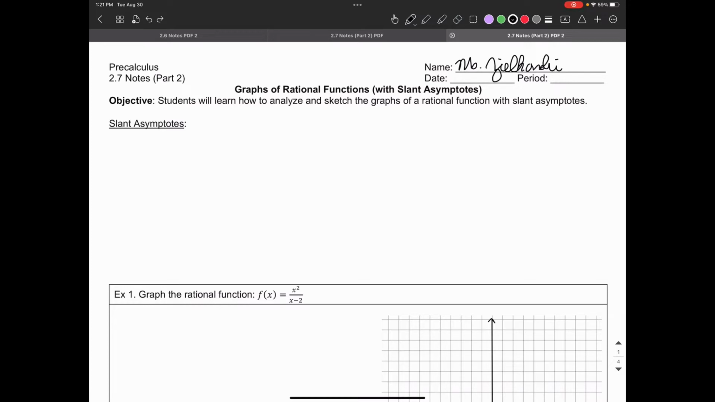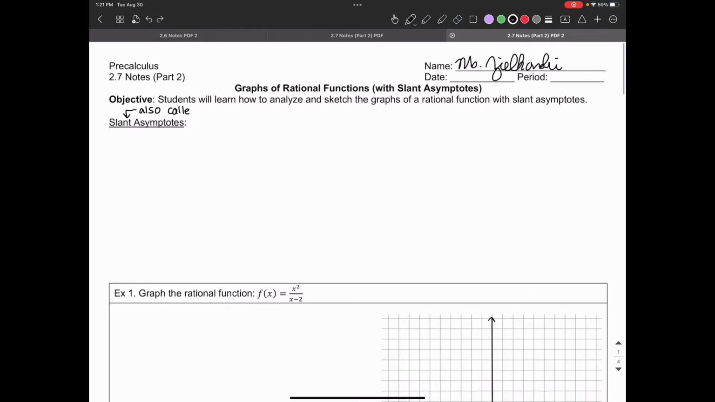We also call slant asymptotes, another word that we use to talk about it, oblique asymptotes. So just keep that in mind if you see it on a test. It's talking about slant asymptotes.